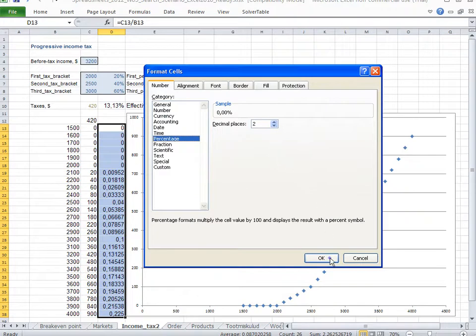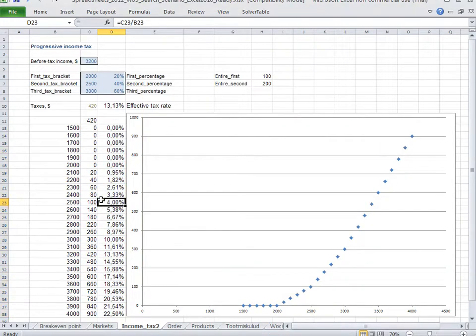And here it is. With income as low as 2,100, and as we're paying for the first 100 just 20%, if the income is 2,100, the taxes are as low as 20%. The 20% for the first 100. Our effective tax rate is as low as 0.95%. And even if our income is 4,000, our effective tax rate hasn't risen to more than just 22.5%.